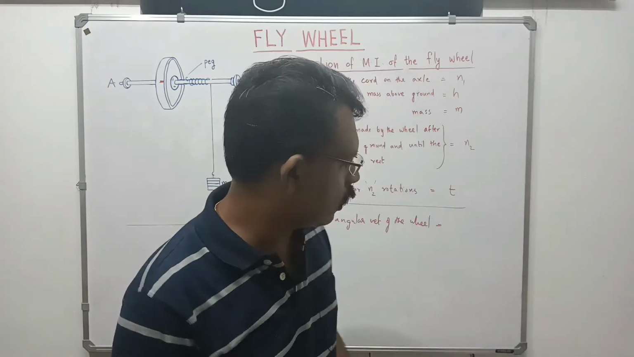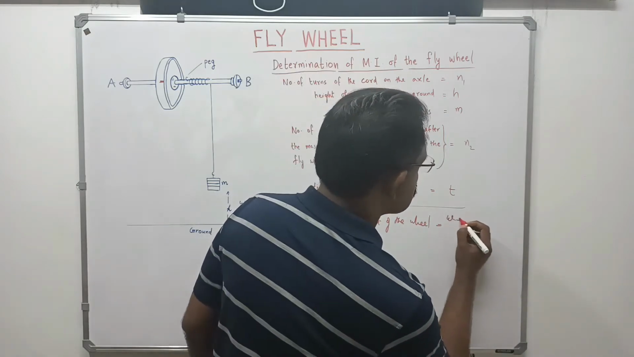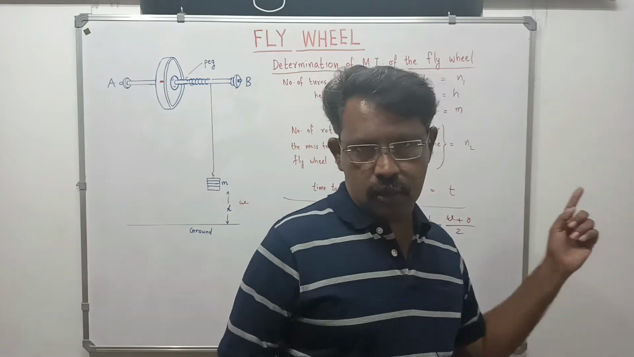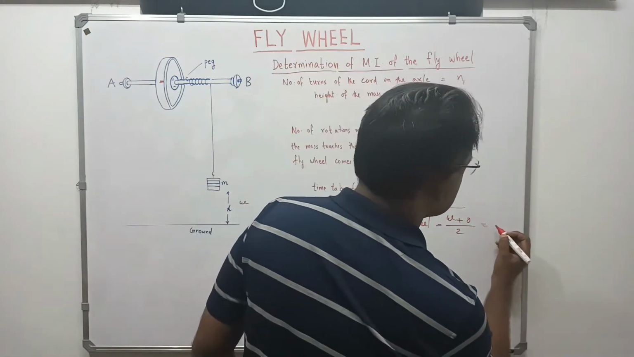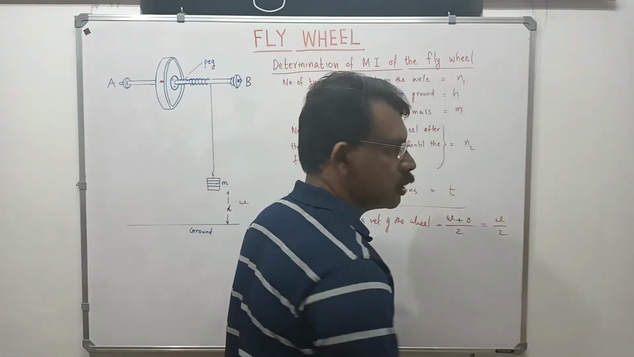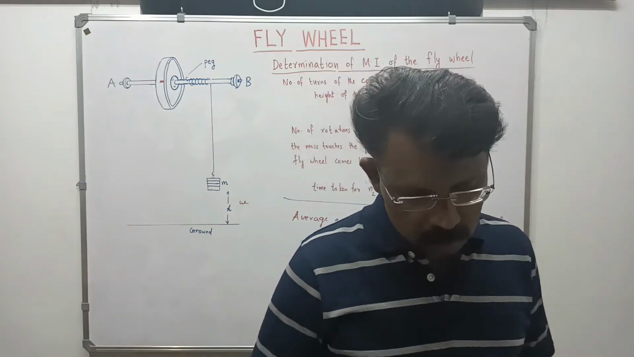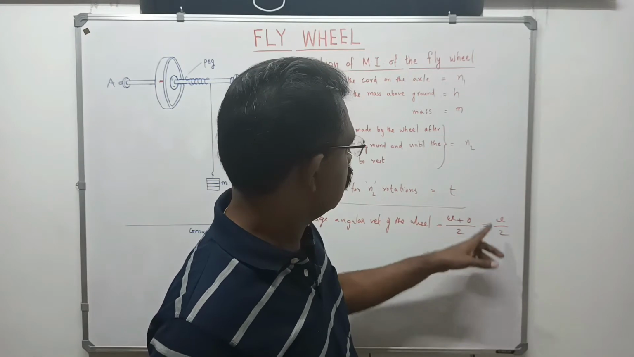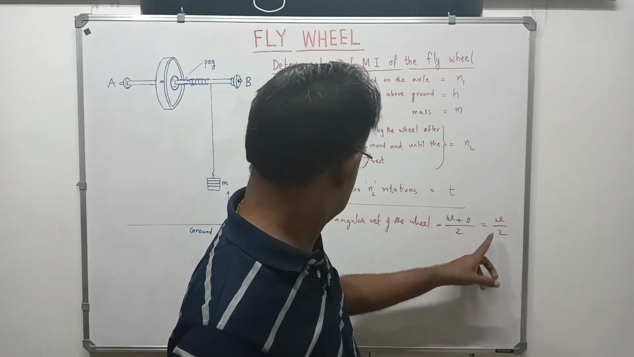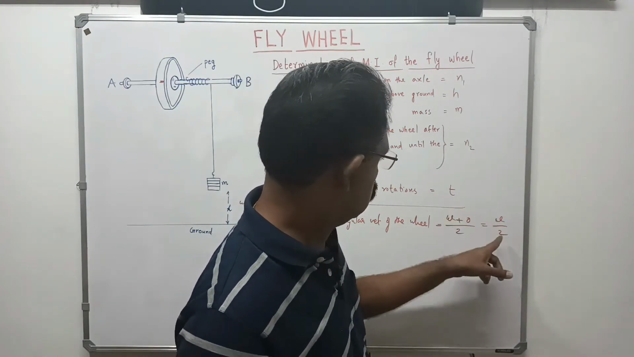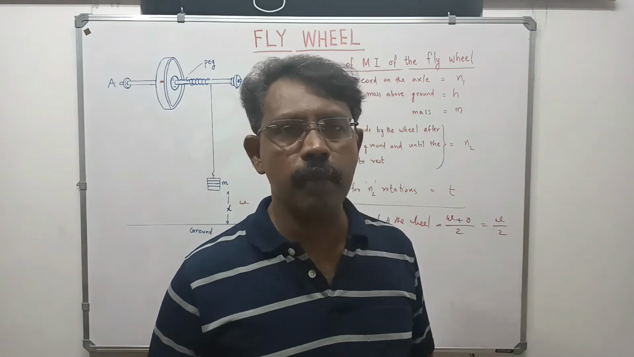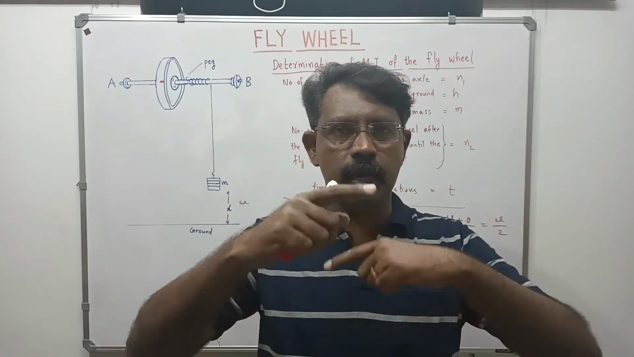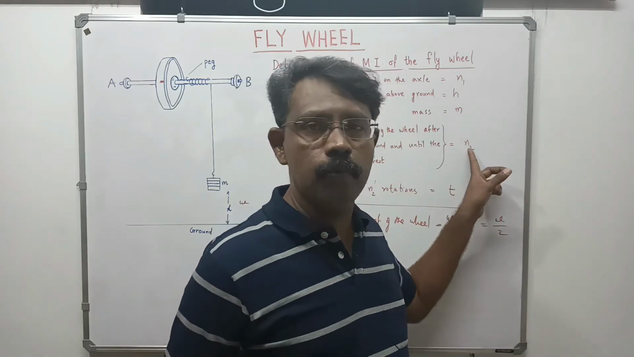Okay, I can take it as omega plus 0 by 2. So taking the average, this is omega by 2. So this is the average angular velocity. And during this process, how many rotations is it making? During this process it is making n2 number of rotations.